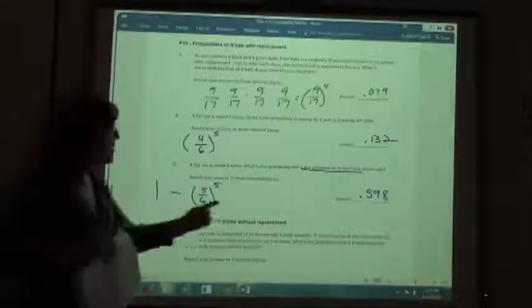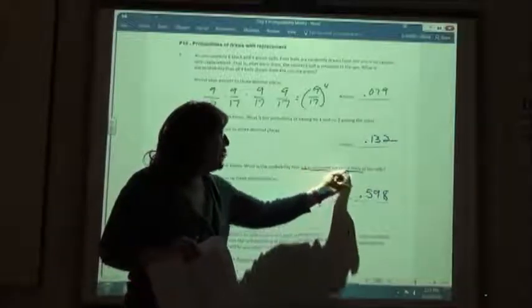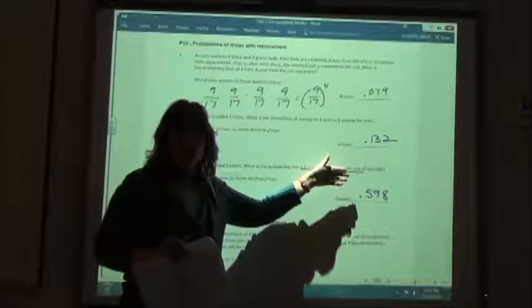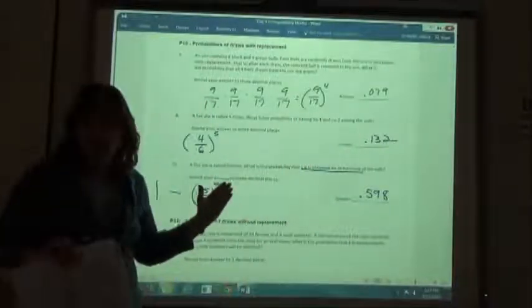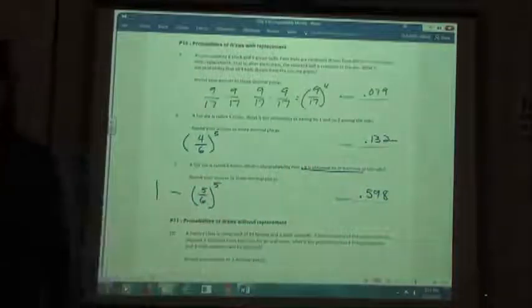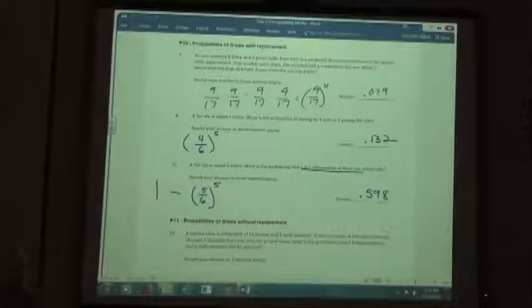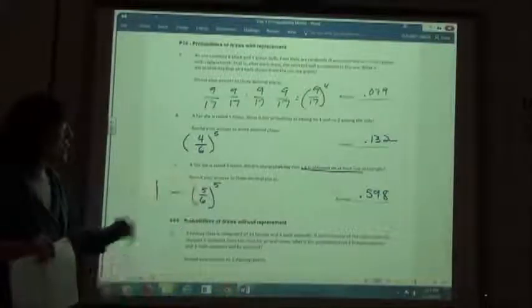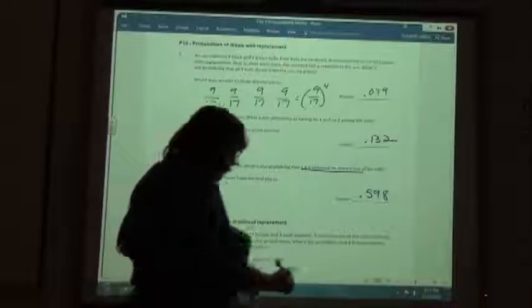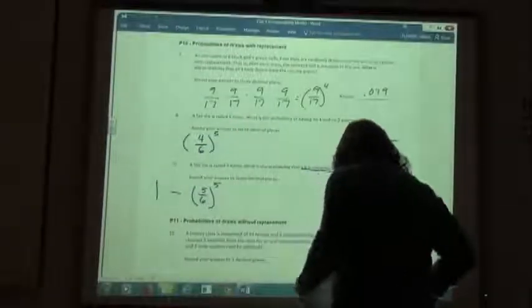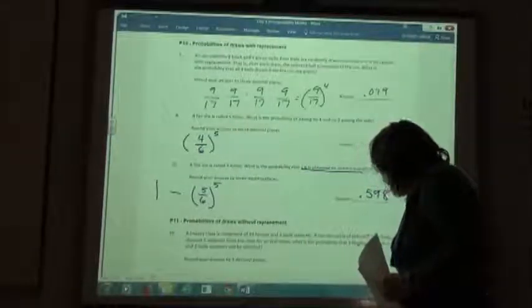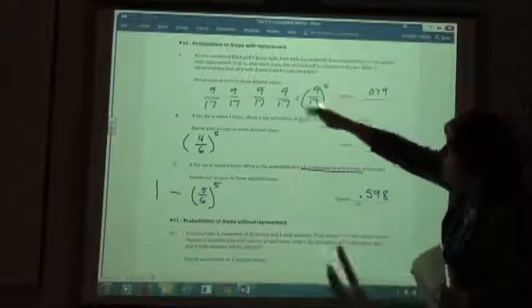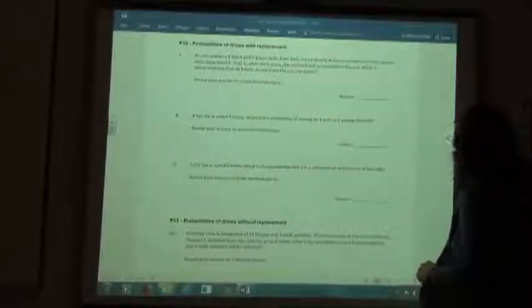So on this one where they say at least one of the rolls, what you want to do really is figure out if it's not on any of the rolls, because it'd be easier to do. And then you take 1 minus that answer. All right, the next ones we are now not going to replace, so our values won't be exactly the same every time.